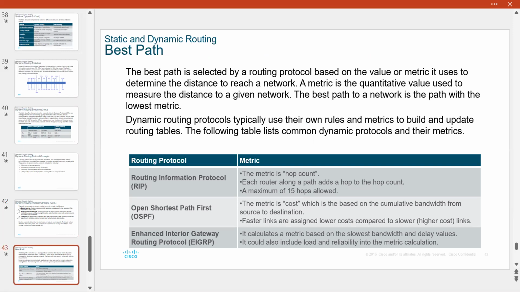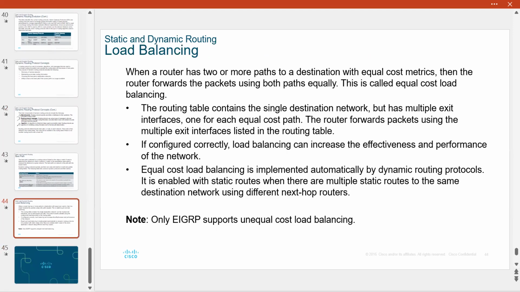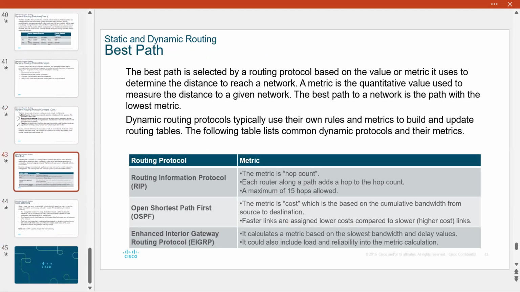Best path. Can I finish? How many do I have? Two. Last two. Best path.